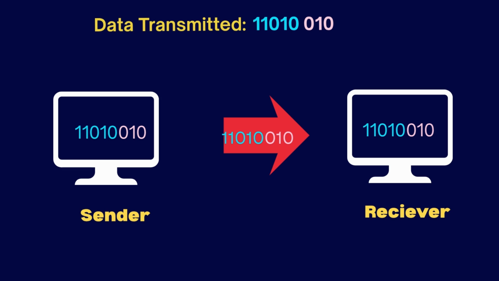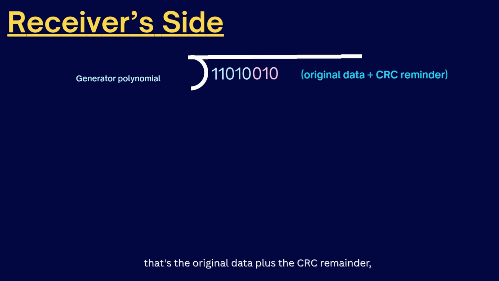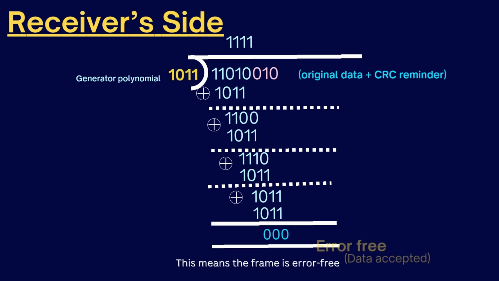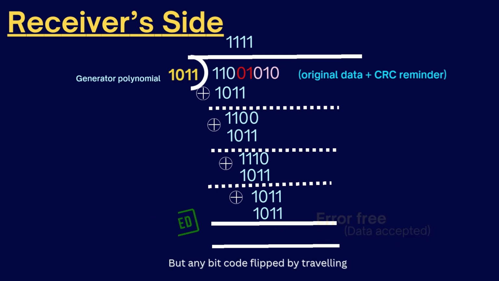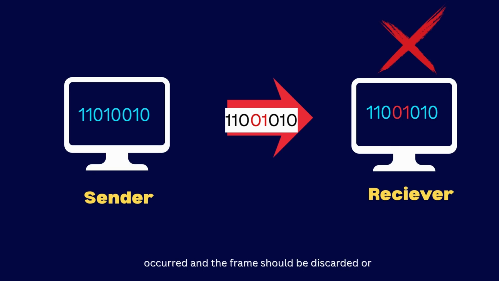Now, on the receiver side, the exact same process is performed. The receiver takes the incoming frame, that's the original data plus the CRC remainder, and divides it again by the same generator polynomial. If there was no corruption during transmission, the result of division will have a remainder of 000. This means the frame is error free and the data can be accepted. But if any bit got flipped while traveling due to noise or interference, the remainder will not be 0. This immediately tells the receiver that an error has occurred and the frame should be discarded or retransmitted.